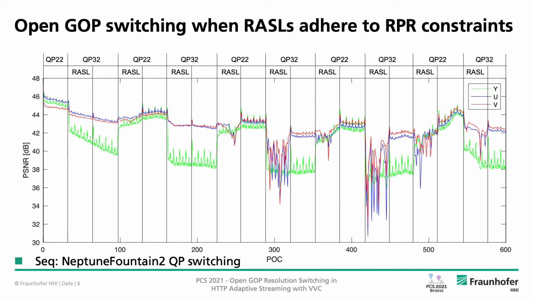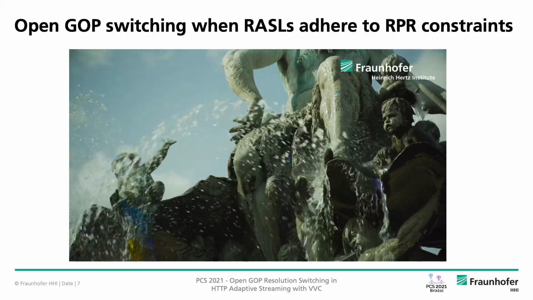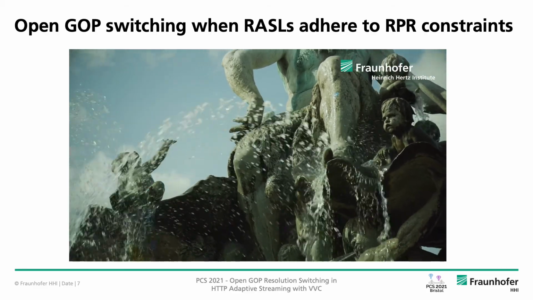You can clearly see the Luma PSNR switching between the two QP variants. But also you notice in the RASL pictures, in the leading pictures, that there are certain artifacts and clearly a severe PSNR drop is noticeable. Let's have a look at what this really looks like. Here an example from a coded video sequence with a lot of motion. And you can clearly see there are artifacts in the color component channels.